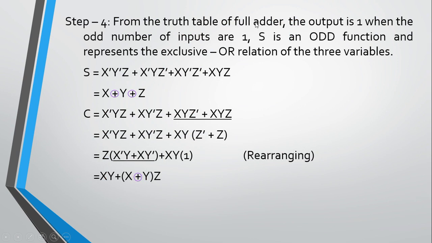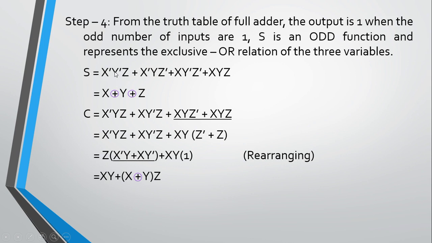So from the truth table of full adder, the output is 1 when the odd number of inputs are 1. Odd means single number, right? S is an odd function and represents exclusive OR relations for the 3 input variables. So for 3 input variables, XOR gate can be represented using X plus and bubble, Y plus and bubble and Z.